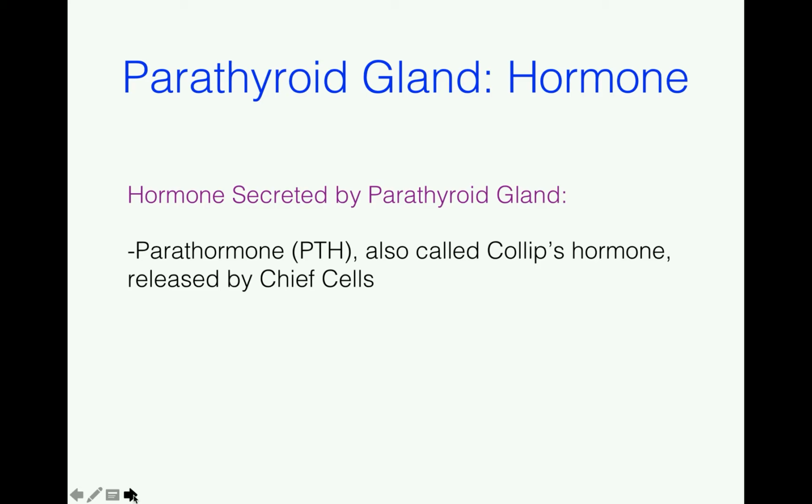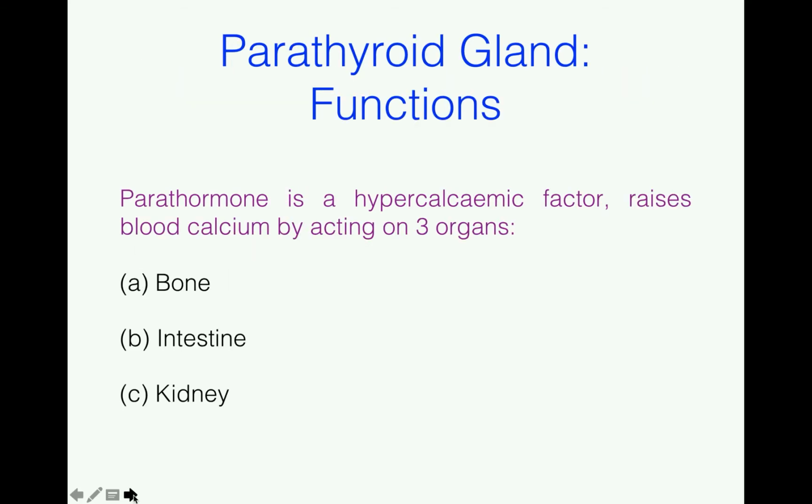The hormone secreted by the parathyroid gland is parathormone, which is also called Collip's hormone. It is released by the chief cells of the parathyroid gland. Parathormone is a polypeptide hormone. Its secretion is stimulated by a lower than normal level of calcium in blood through feedback control. Now we'll see the functions of the parathyroid gland.